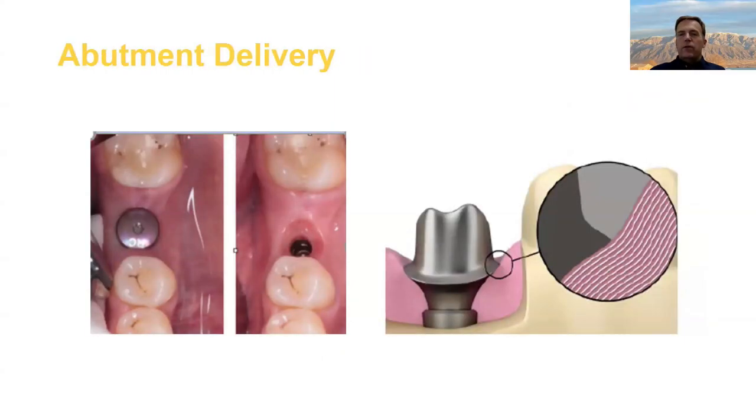So now it's time to deliver your abutment in your crown. So first, of course, you're going to remove the provisional and the healing abutment, and again, check for tissue over. When you see the abutment, again, you want to make sure the patient doesn't have any pain.